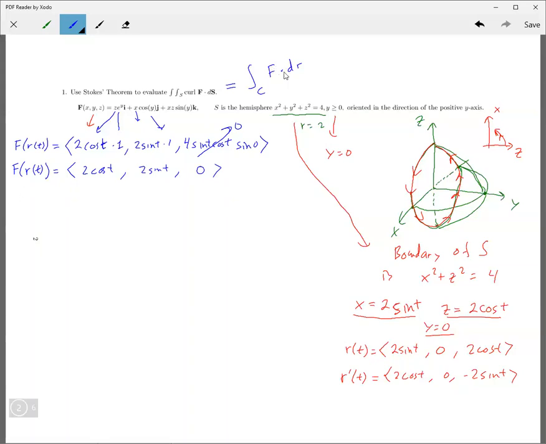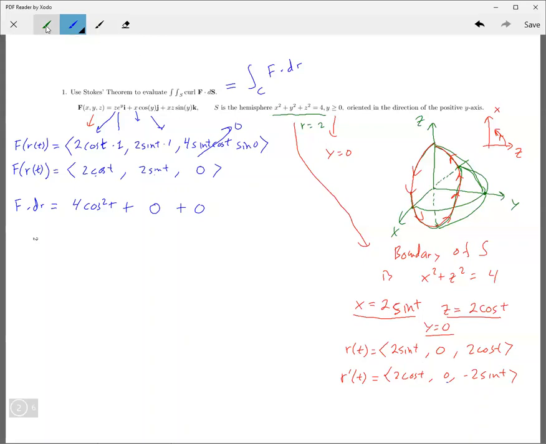And then we're integrating F dot dr. So that means that we're going to take the dot product of this vector with that vector, the r prime. Okay, so that's this times this, which is 4 cosine squared t, plus this times this, that's 0, and then that's 0 too, so that's great too. So that plus 0 plus 0.